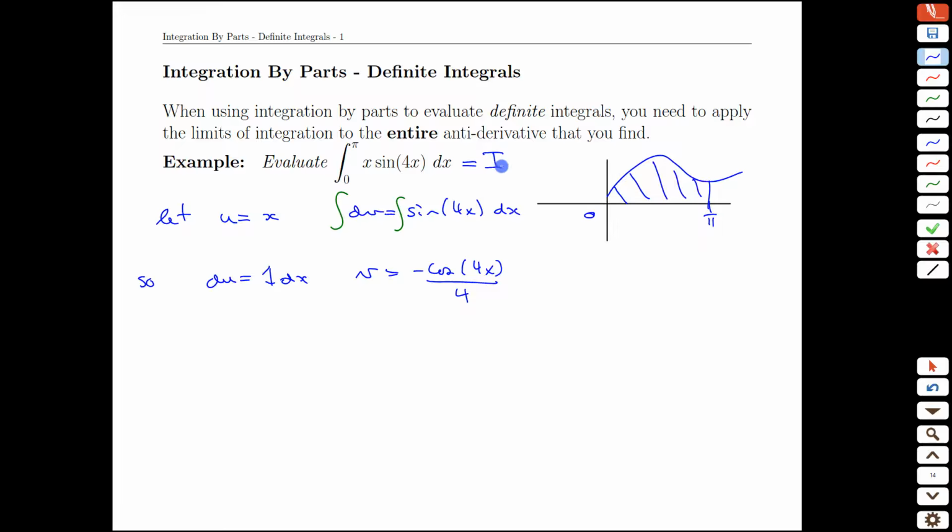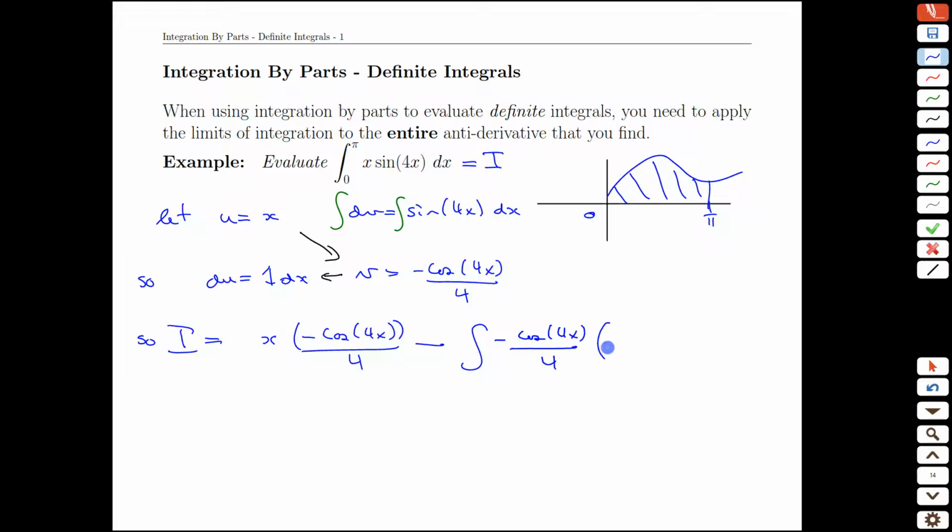Let's name this integral here I. Our integral is then replaceable by u times v, so x times negative cos of 4x, all over 4, minus the integral of v du, the second arrow, so negative cos of 4x all over 4 times dx. And we have the integral from 0 to pi. Because the integral is still with respect to x, we're still integrating from 0 to pi.